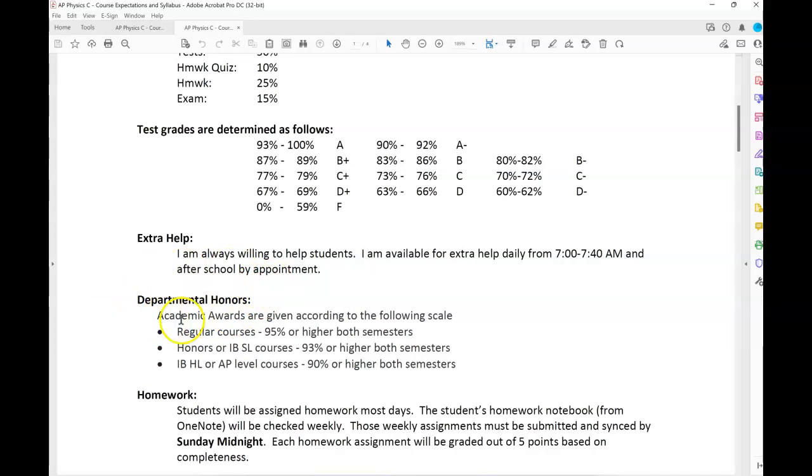To get the special certificate at the awards convocation, since this is an honors course, you need 93 or better both semesters.